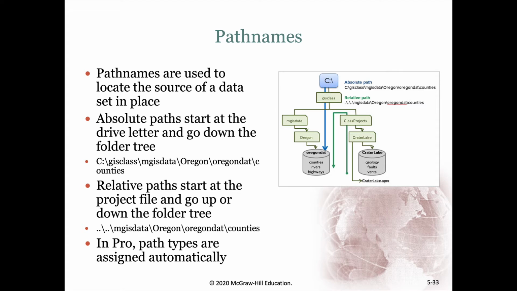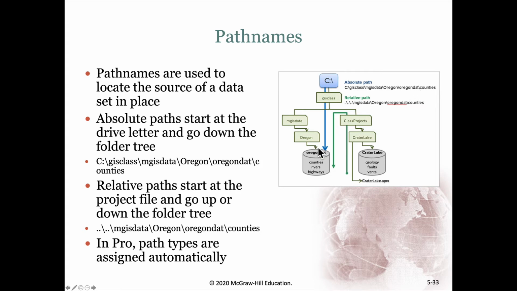The path name is important, and this shows an example here. One thing we consider is this idea of an absolute path name. An absolute path name would tell you where the counties data is stored. In this example, it's in C, GIS data, MGIS data, Oregon DAT, and then it's called counties. And that's exactly what we're seeing here.